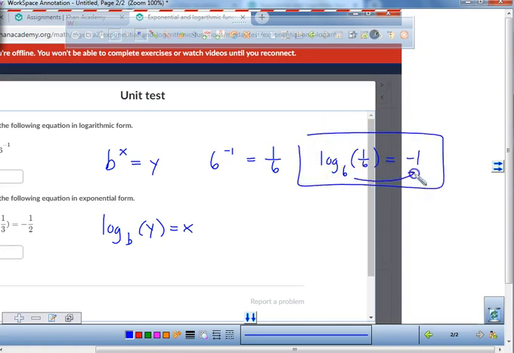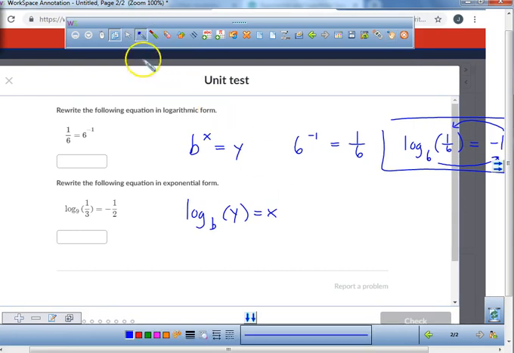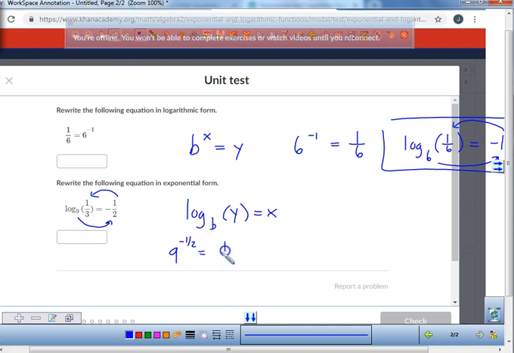Now how do you check it? You go around the world. Is 6 to the power of negative 1 equal to that? Yes, it is. So that's going to be my first answer. My second answer is going to be really easy. I just have to go around the world. 9 to the power of negative 1/2 is equal to 1/3. That's how I change it from logarithmic form to exponential form. So I'll write those in.